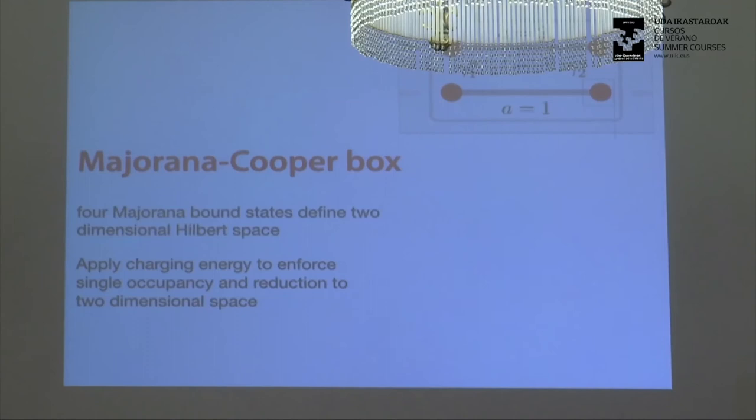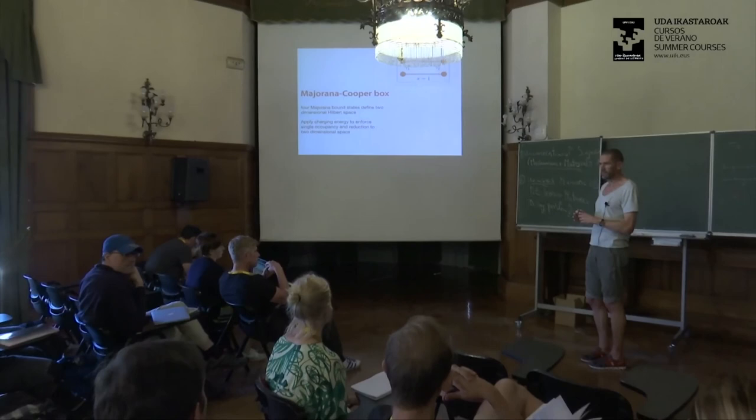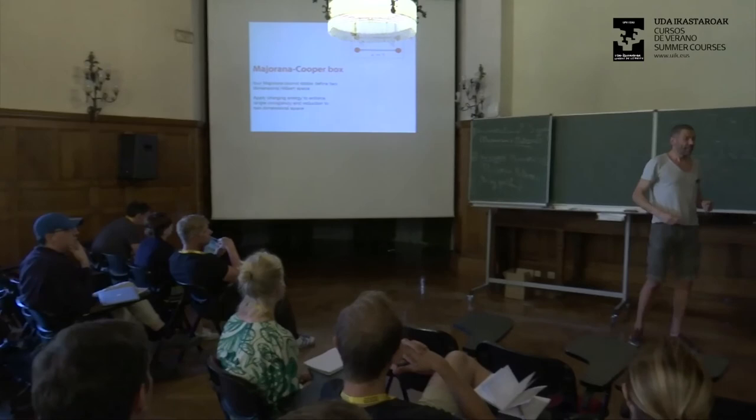Now let's count how many degrees of freedom we have here. Two Majoranas make a complex fermion. So we have two fermions in here, meaning a four-dimensional Hilbert space. I mean, occupation number, right? Each can be occupied or not. Four-dimensional Hilbert space, that's not a qubit.